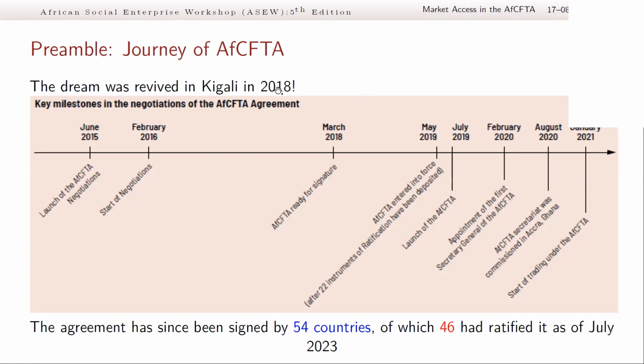In brief, this journey started with the launch of the negotiations in June of 2015, then the start of those negotiations in 2016. But in 2018 we saw a major step where 44 countries signed the agreement. There has been several progress in making the African Continental Free Trade Area active. So far, about 54 countries have signed in Africa, which I think is all the countries, out of which 46 have ratified the agreement as at last month.